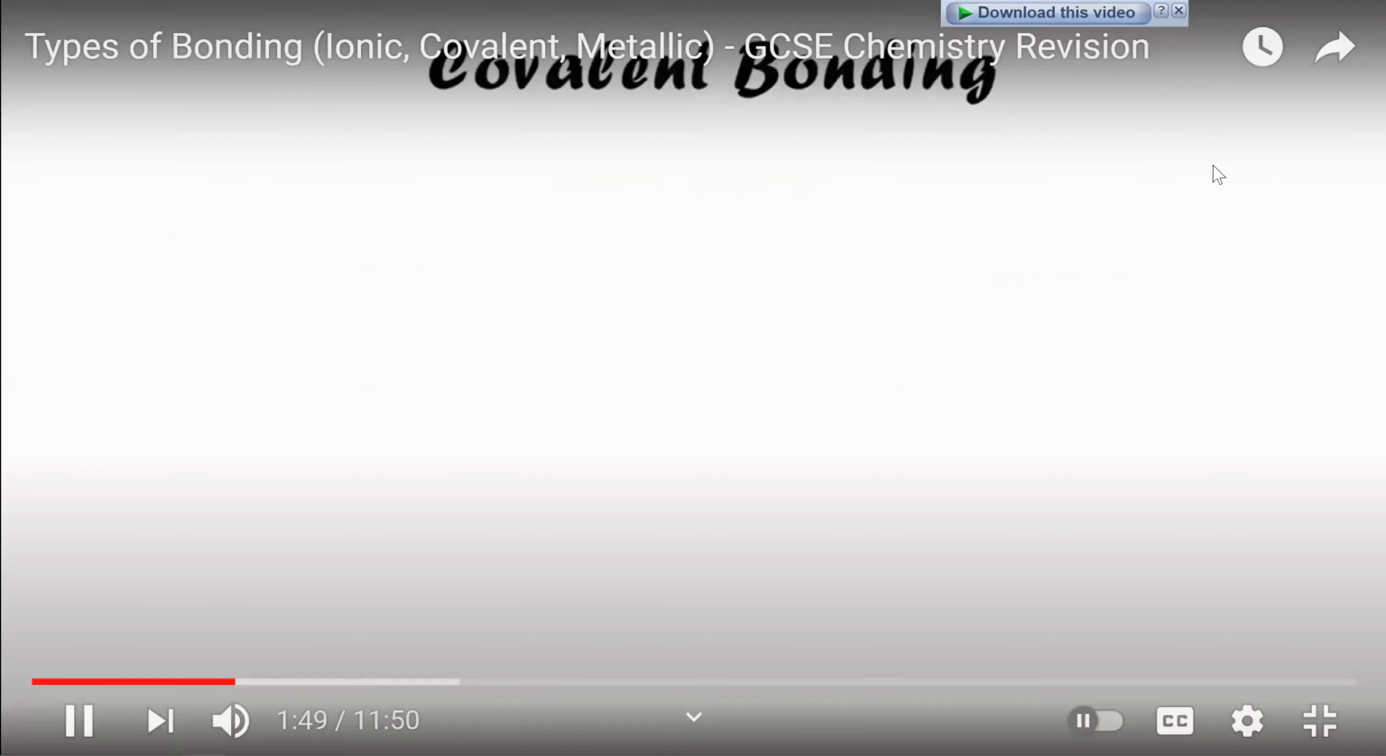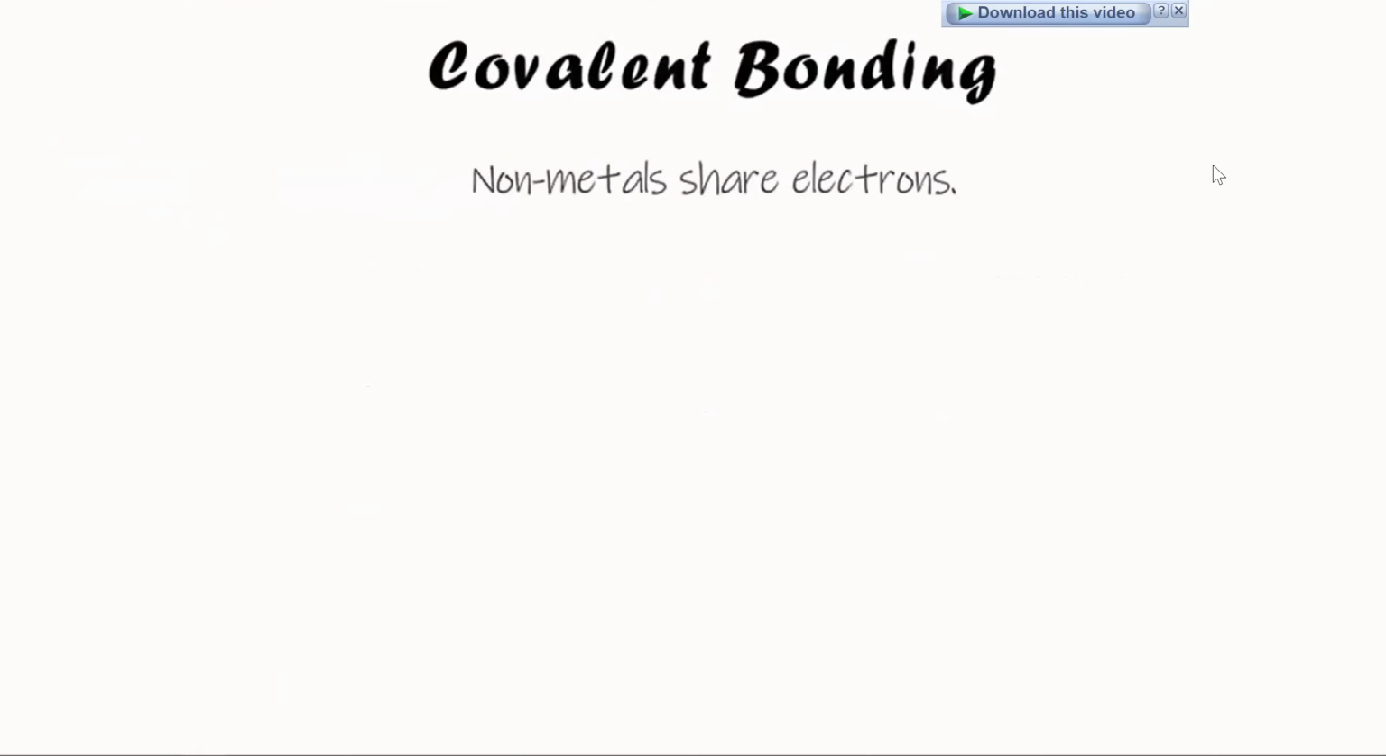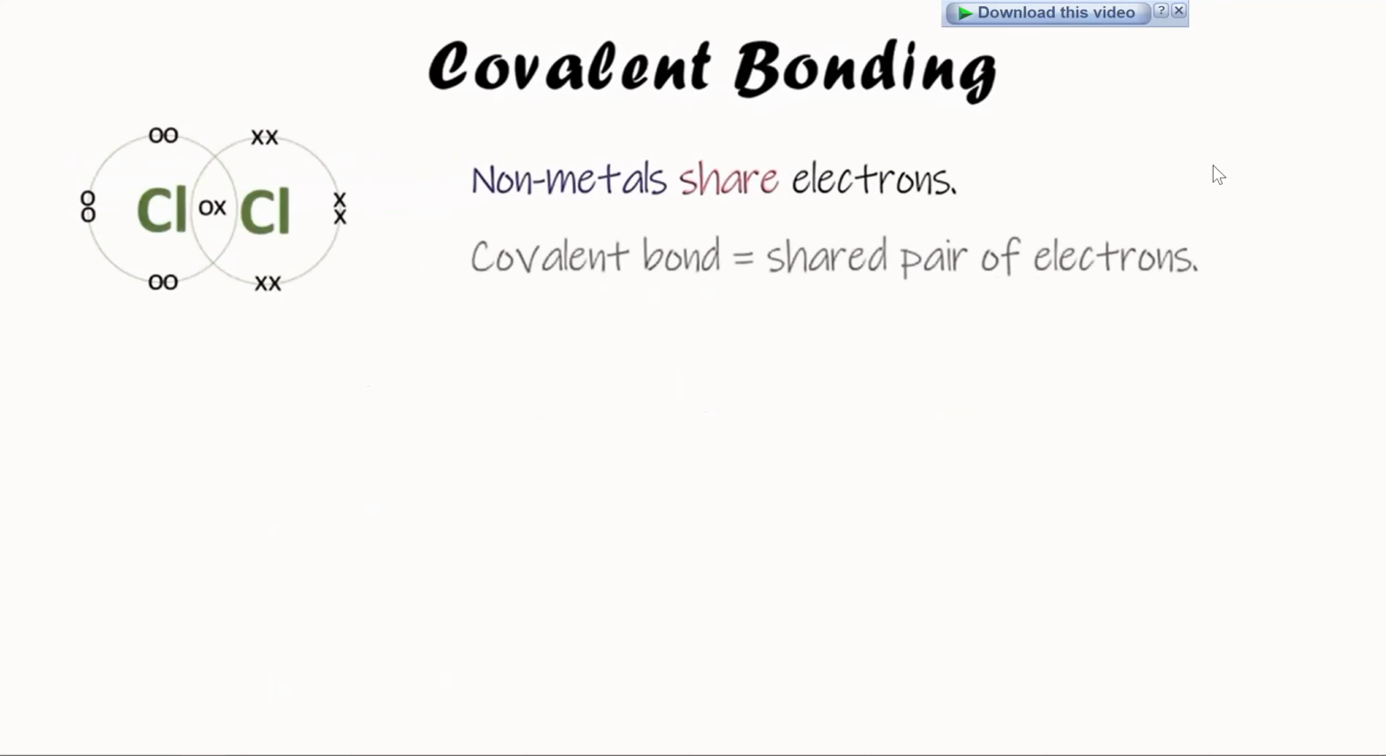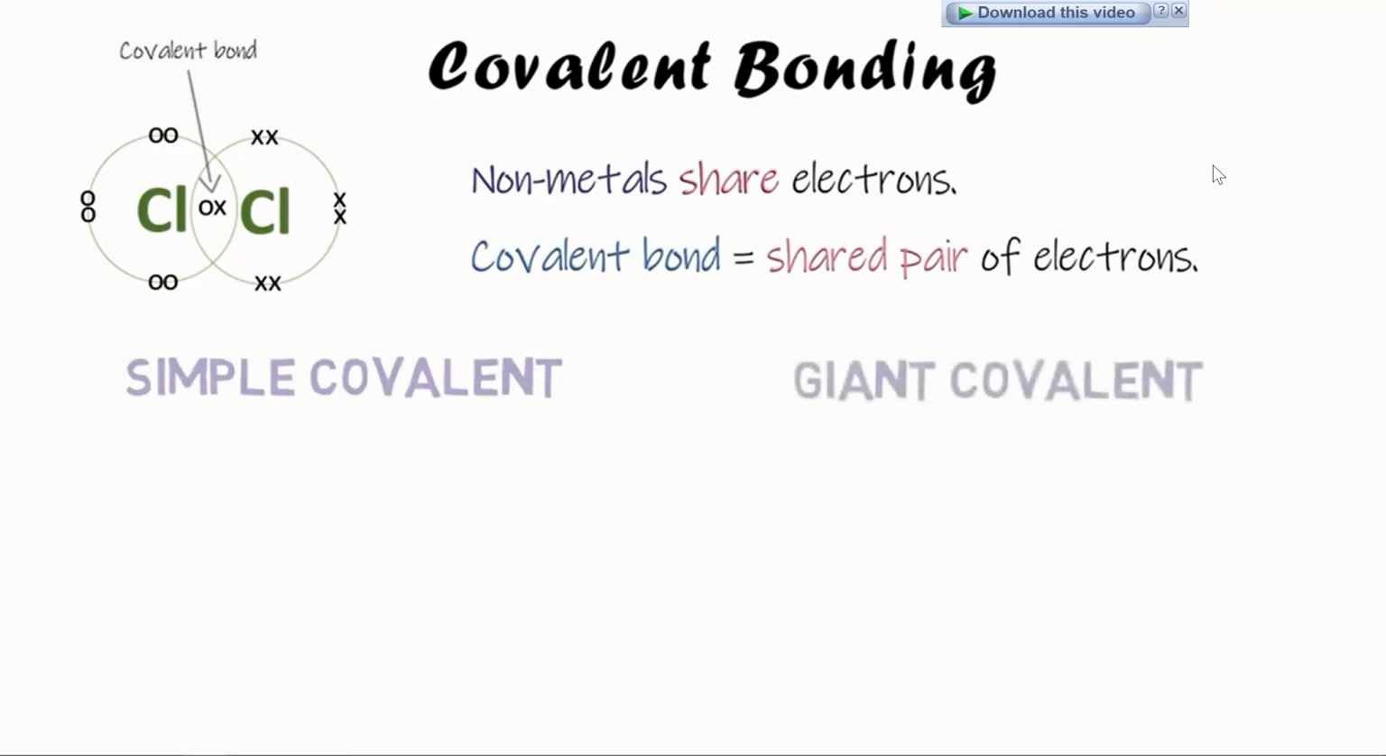So we'll start looking at covalent bonding. Covalent bonding happens only in non-metals. So we never have metals involved in covalent bonding. And it happens when two non-metal atoms, or more than two, share a pair of electrons. So here we've got two chlorine atoms, their outer shells are overlapping, and they are sharing a pair of electrons. This shared pair of electrons is a covalent bond, and it joins the two atoms together. It's a very strong bond, and it holds them together. So this XO in the middle is a shared pair of electrons, and that is the covalent bond between the two atoms. This is a simple covalent molecule.